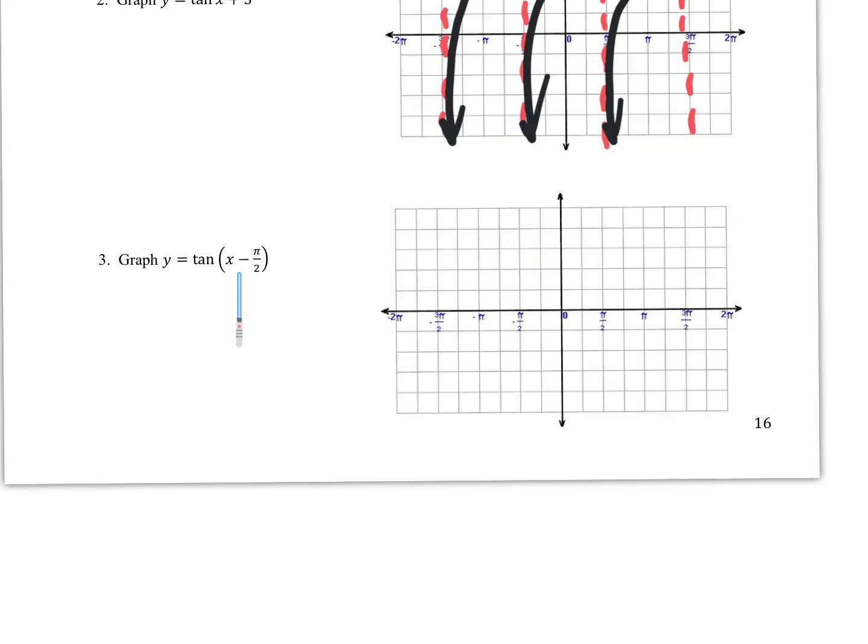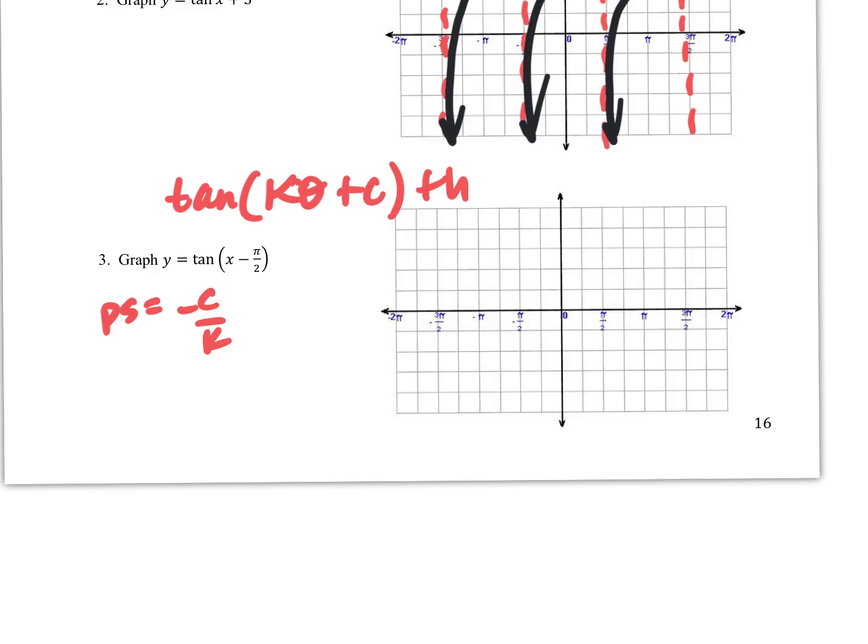You guys, what's this going to do? What's something in those parentheses going to do? It's going to shift it. We do have phase shift on this one. We're not going to make it grow or shrink. We're going to shift that starting point. That phase shift is still -c over k, you guys. And just a reminder of where that c and k are, and maybe you want to write that out. It's k theta plus c plus h.